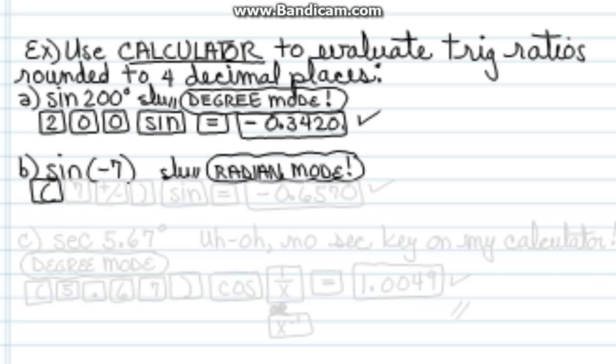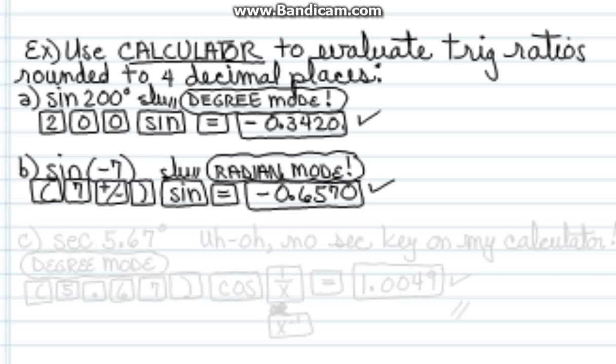First punch parenthesis, 7, plus or minus to change the sign, close a parenthesis, punch sine, punch equal, and it should give you the negative 0.6570 rounded to 4 decimal places. Again, I want to warn you, your calculator might be different, so you play with your calculator and see how to use it to get this correct answer.